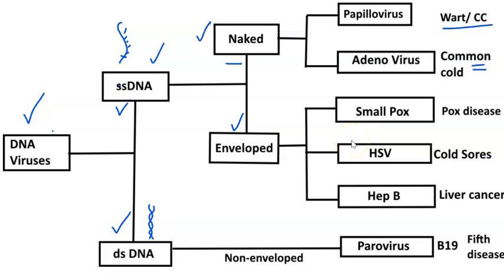Enveloped examples of single-stranded are the famous smallpox virus, herpes simplex viruses, which of course often take the form of those cold sores that some people have, this very, very infectious condition. And more seriously, in the case of infection of the liver, we have a viral form of hepatitis B, which actually is associated with the development of liver cancer.